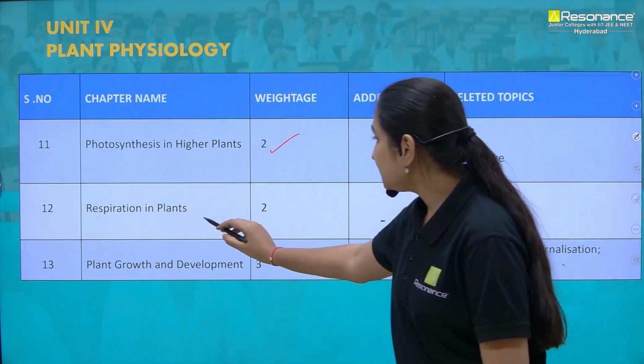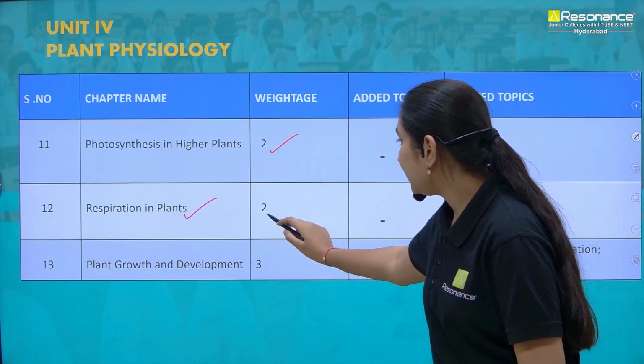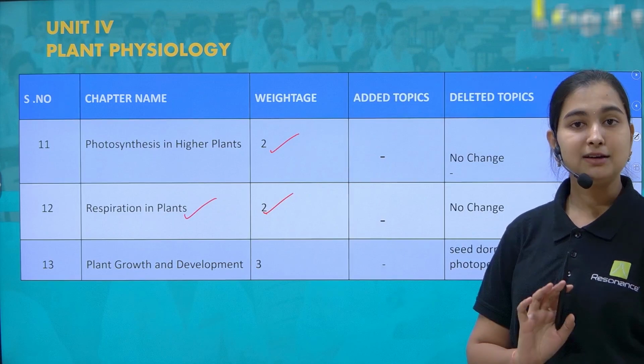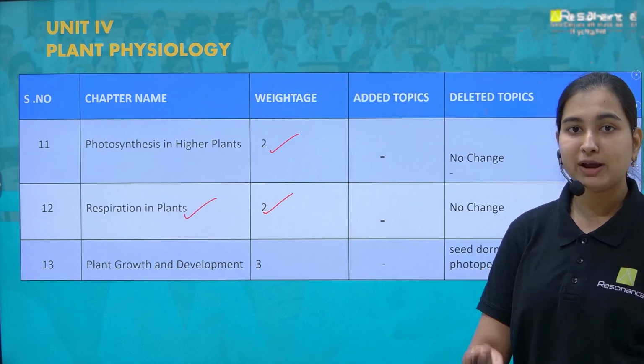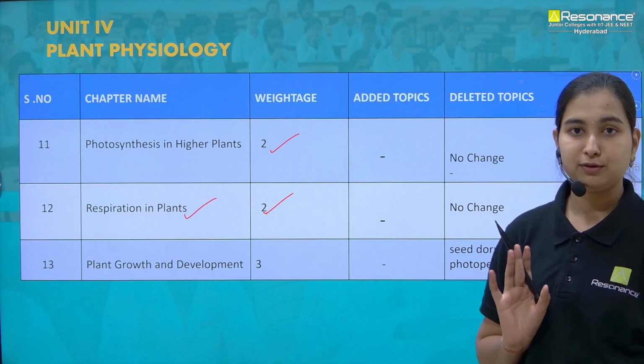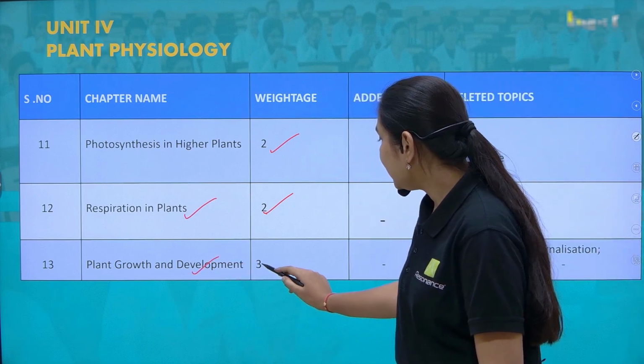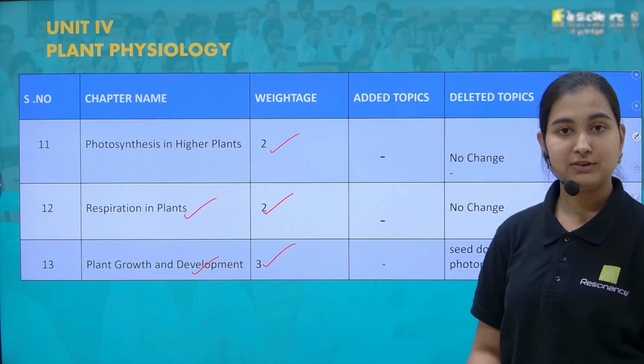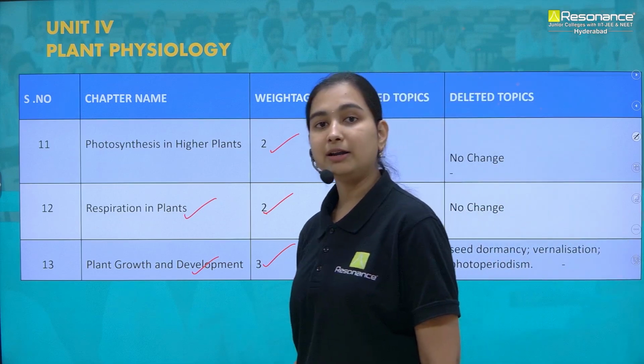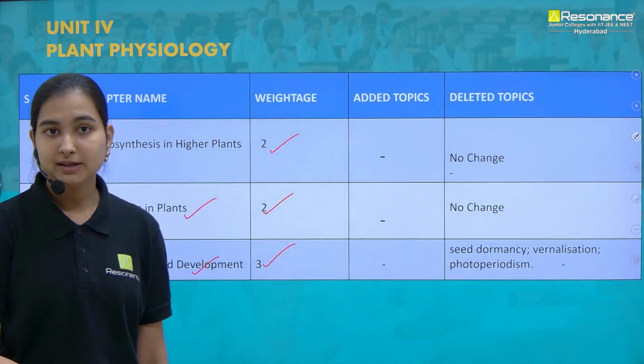Right. Now respiration, there is a weightage of 2 questions. And here also there is no change, no addition nor deletion of any topic. Now talking about the next, we have plant growth and development. You can expect 3 questions on average, which is the weightage. Now do we have any added part here? There is no part added here.